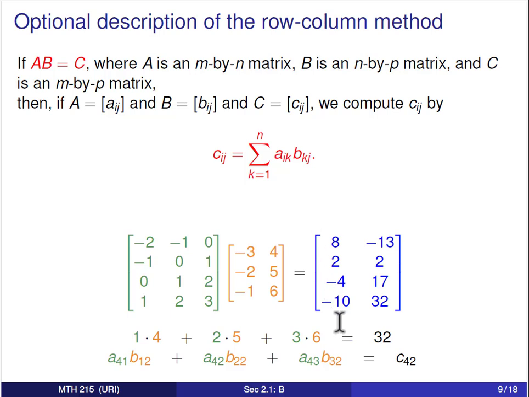Here's an example we just saw. We did see that if you multiply these two matrices, you get this answer out, and we've illustrated what the calculation looks like for the 4-2 entry of C. What you want to do is go across the fourth row of A and go down the second column of B, multiply those numbers together, add the products, and what you'll get is 32, which is shown there.